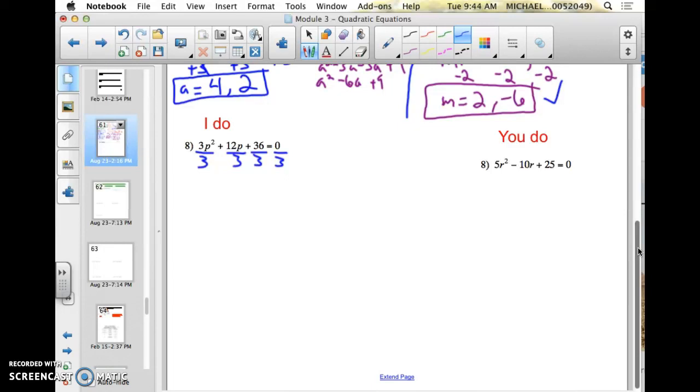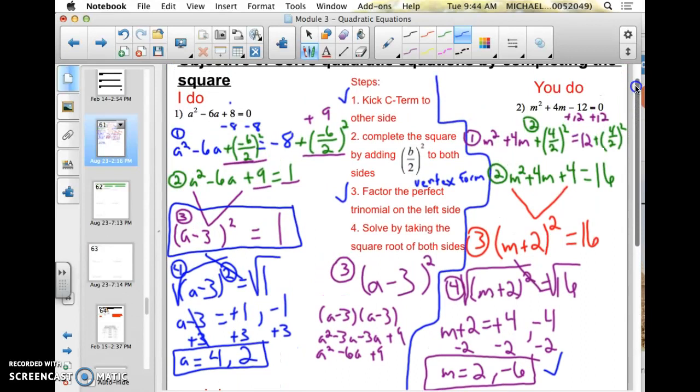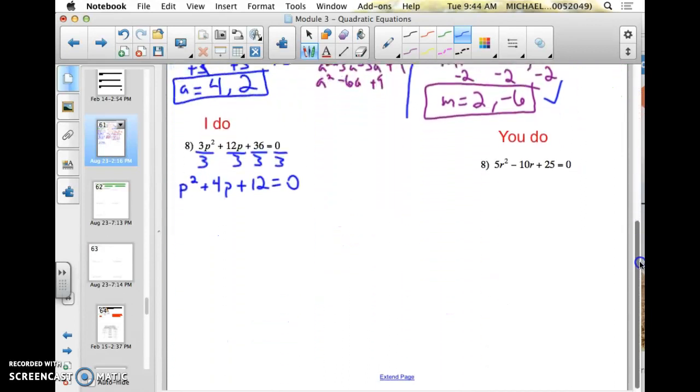So in this case, 3 divided by 3 is 1, so now I have p squared plus 4p plus 12 equals 0. Anything 0 divided by anything is still 0. Now, we got it into the format we want, where the a term is 1. In this case, we can just start from the beginning of these 4 steps up here, and I'm going to do the first step first, kick the c term to the other side. So minus 12, minus 12. So my first step is now going to be p squared plus 4p, leave some space between that and the equal sign, equals negative 12 now.